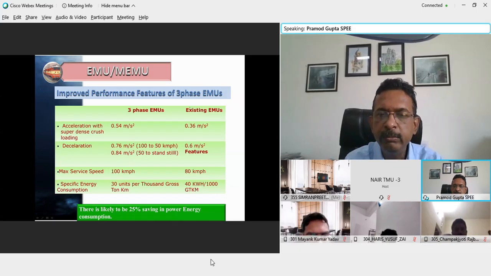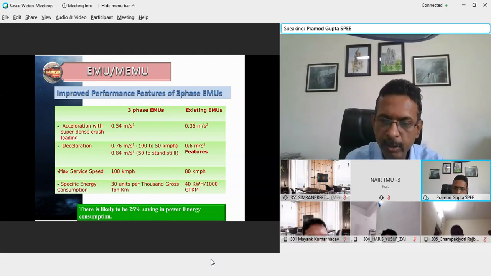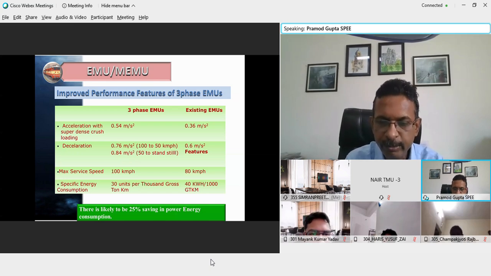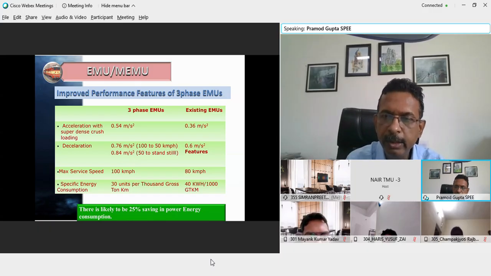So the three-phase EMU is modern in technology, easy to maintain, it uses three-phase technology, and at the same time it is more energy efficient. So there are all pluses that we have for three-phase EMUs. So we are replacing all existing EMUs with three-phase EMUs. The production of conventional EMU has already been stopped by Indian Railway.